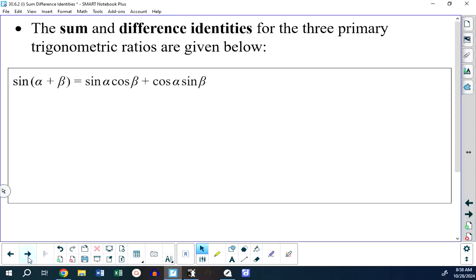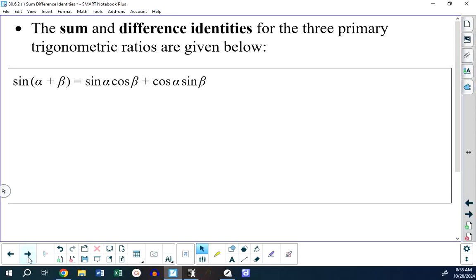Sine of, I'm going to say alpha plus beta. Sometimes I will say A plus B. That little fishy looking symbol is the Greek letter alpha, and the one that looks like a capital B is the Greek letter beta. They're the first two letters of the Greek alphabet. Sine of the sum of two angles is the sine of the first angle multiplied by the cosine of the second plus the cosine of the first times the sine of the second.